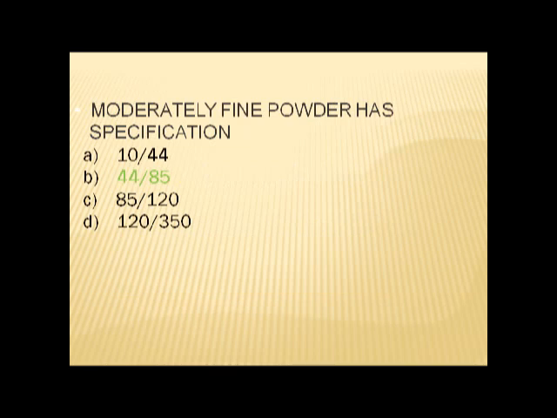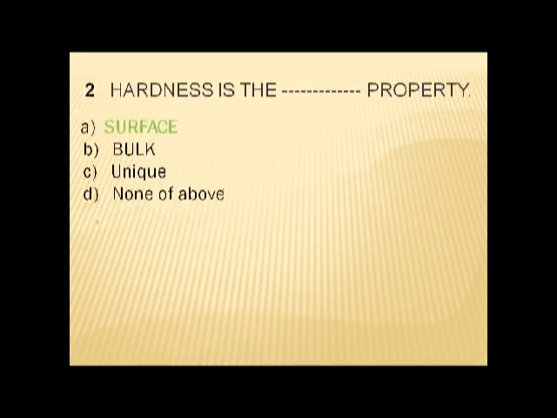Now the first MCQ from this size reduction chapter: moderately fine powder has specification. Options are 10 by 44, 44 by 85, 85 by 120, 120 by 350. And the correct option is 44 by 85. That is, it is going to be retained on the 85 number sieve and is going to flow through the 44 number sieve. So this is the answer, 44 by 85.